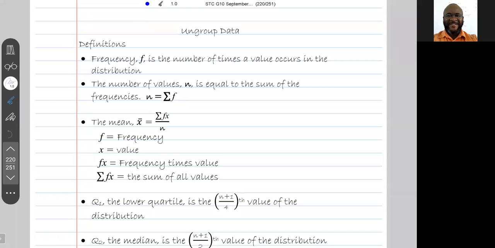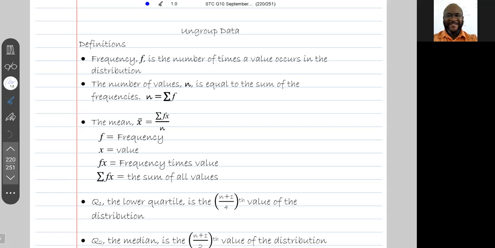All right, so next we're looking at ungrouped data. We tend to use ungrouped data when the values we are looking at are discrete values. In a sense, these are like whole number values, like 1, 2, 3, 4, 5. There are no decimals nor fractions.